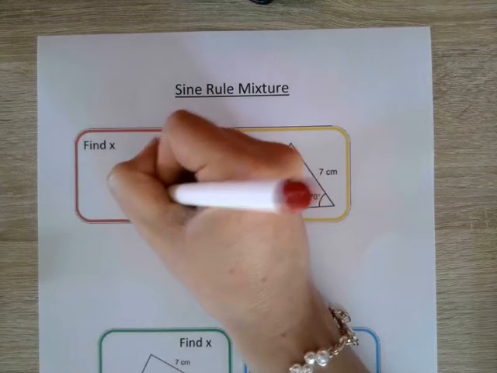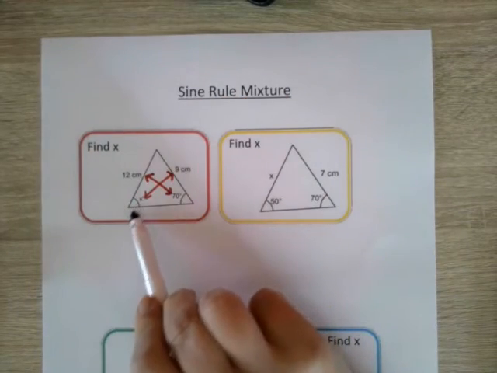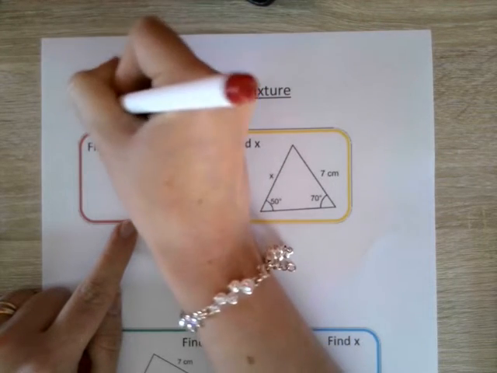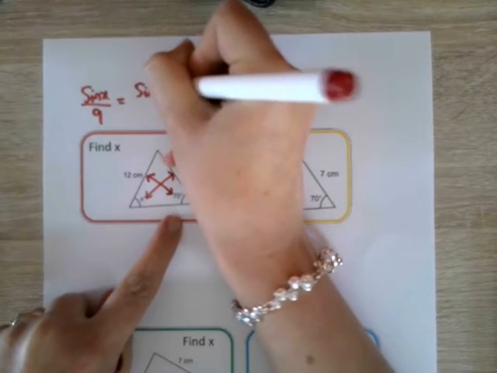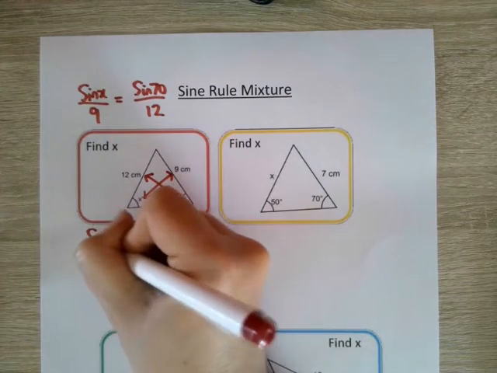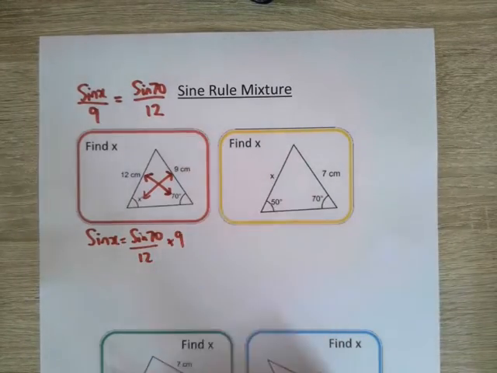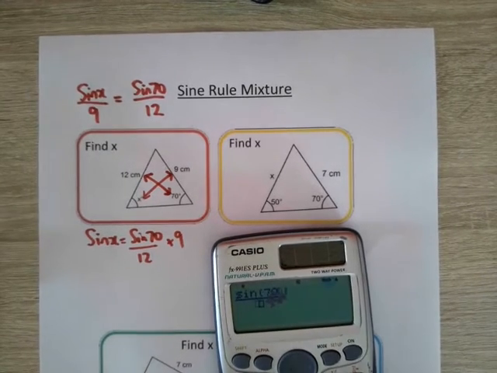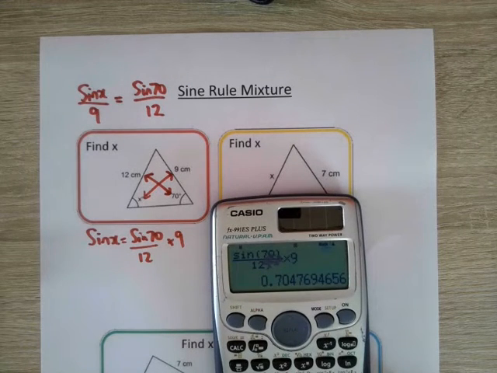So these two are opposite each other, these two are opposite each other, and because I'm trying to find an angle, I'm going to start with sine x over 9, and that equals sine 70 over 12. So I'm going to times by 9. So sine x would be sine 70 over 12 times by 9. If I work that out, the answer you can see there is 0.704.